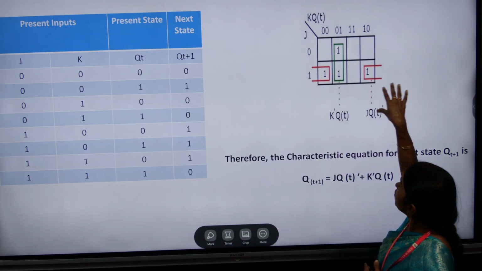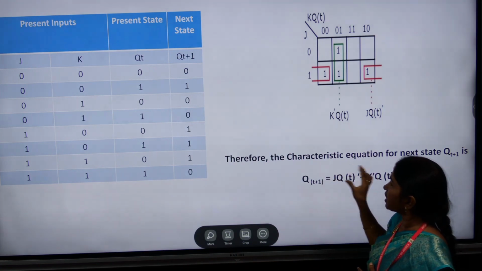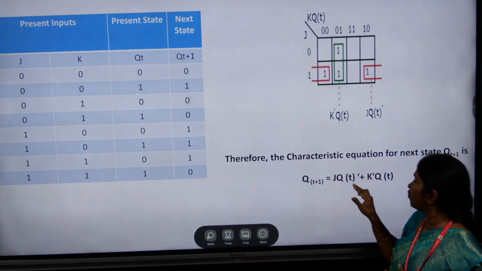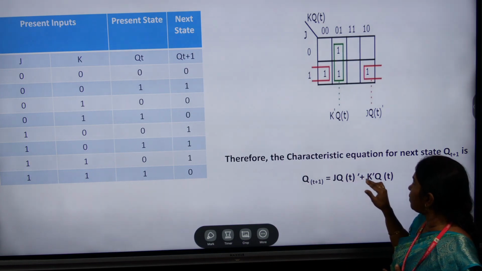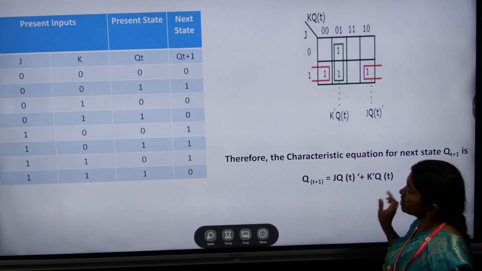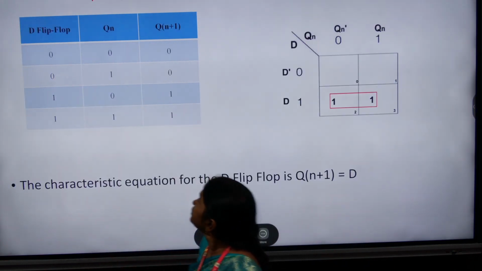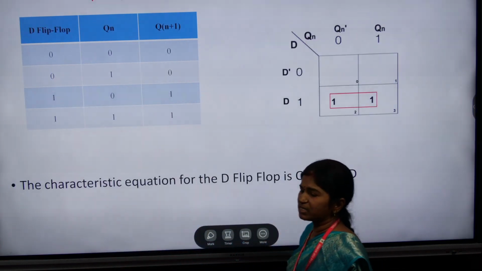So again, after mapping, we'll write the characteristic equation for the next state Q of T plus 1 as J into Q bar T, plus K bar into Q of T. So this is the characteristic equation obtained for the JK flip-flop. Next, similarly, D flip-flop characteristic table.